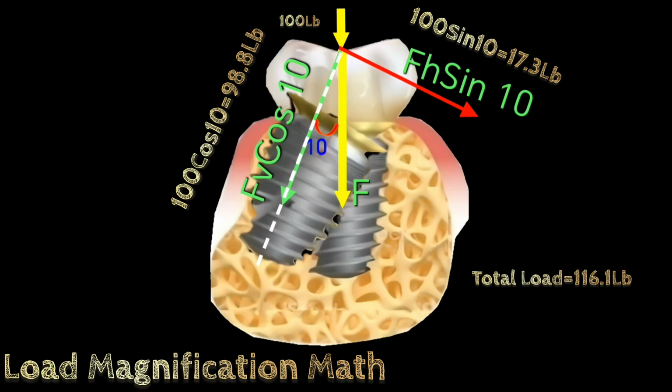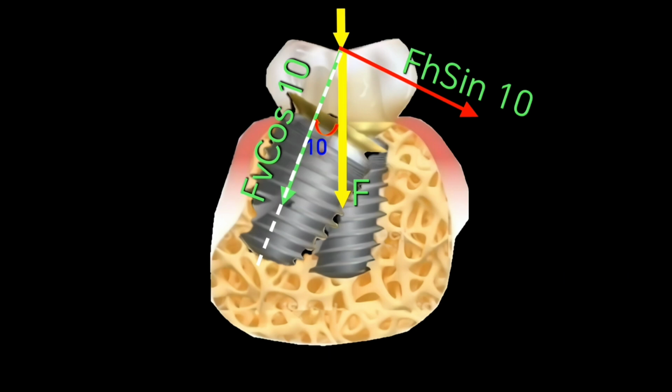The math proves that the system is not just dealing with the 100 pounds you applied. Because of the angle, the components add up to significantly higher total stress on the implant system.